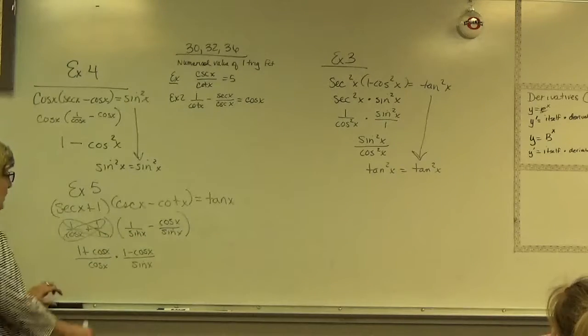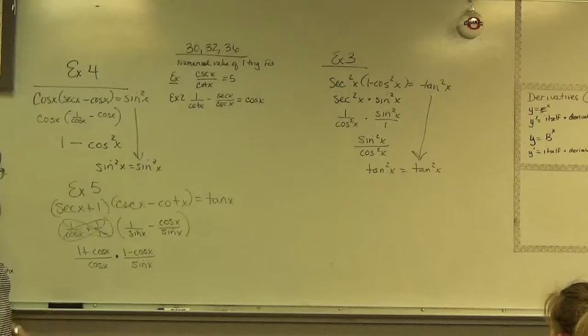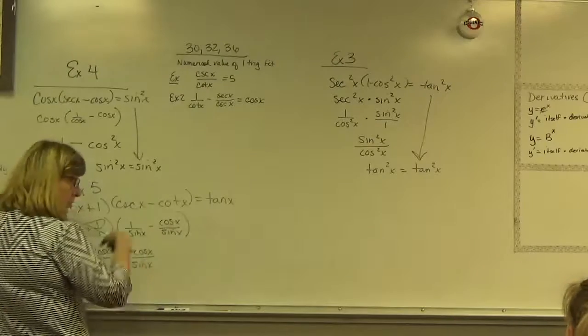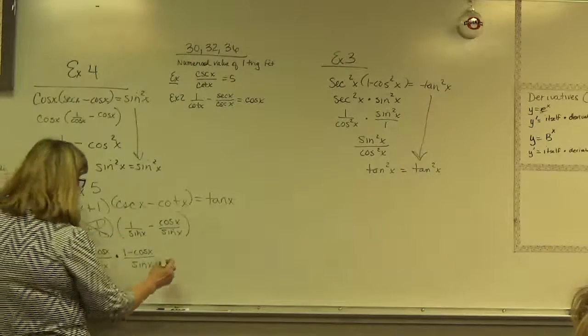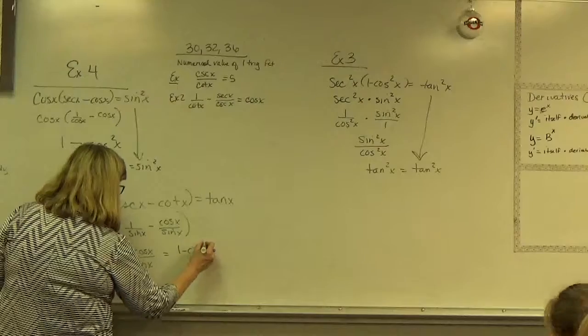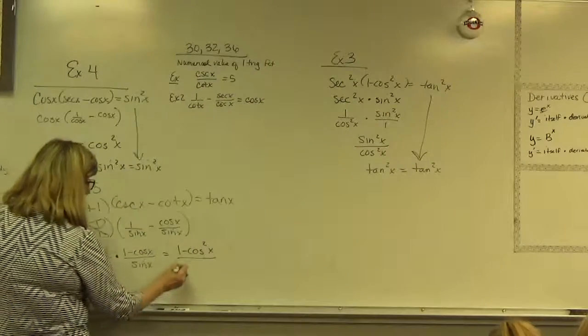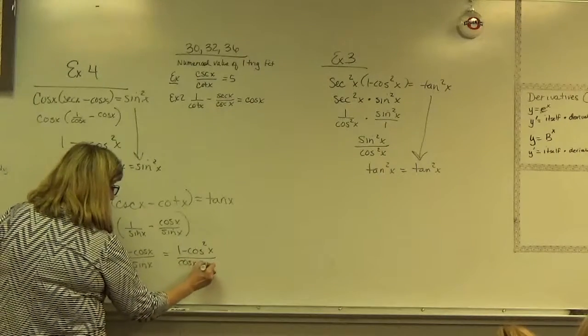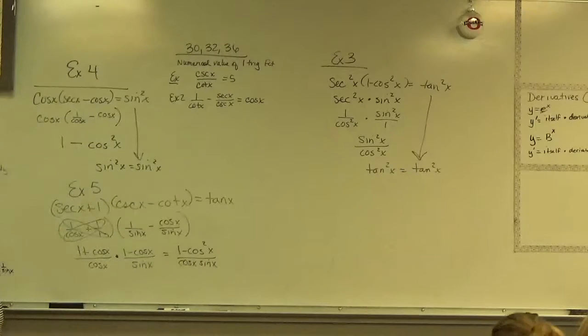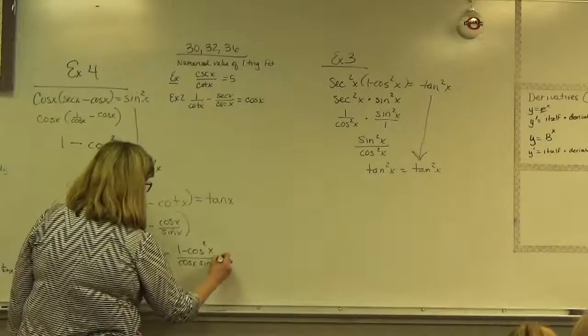Okay, now we're ready to multiply. What's the rule for multiplication of fractions? Straight across. Okay, so on top, how am I going to multiply 1 plus cosine times 1 minus cosine? You do 1 minus cosine squared. You just FOIL, and the inner and outer cancel, don't they? And on the bottom, we've got cosine times sine. That's sine squared on the top, since 1 minus cosine squared is sine squared.